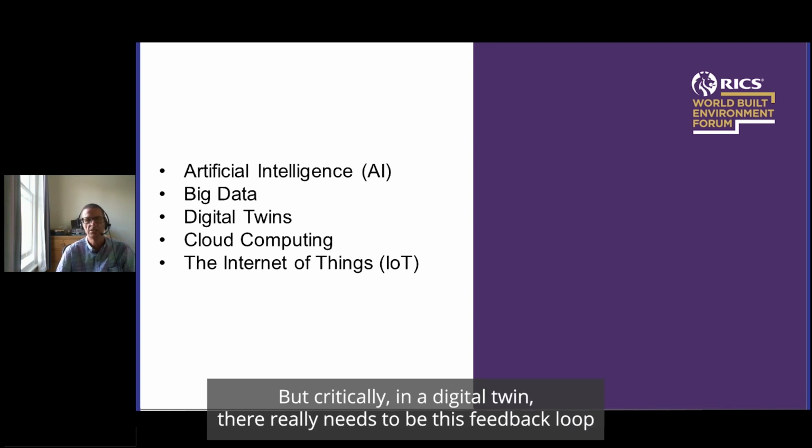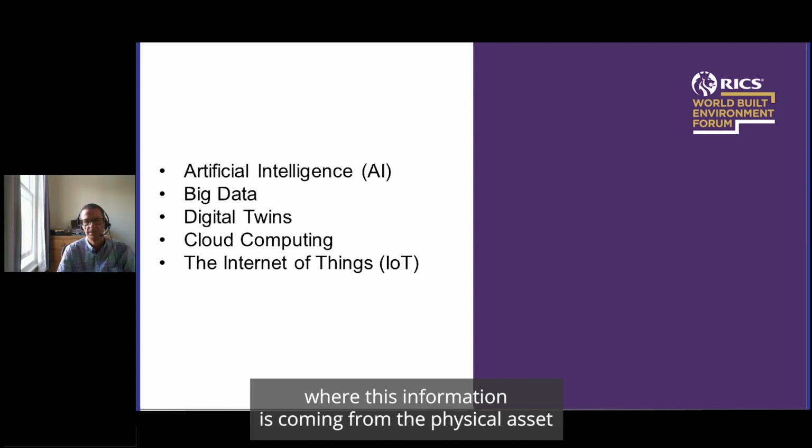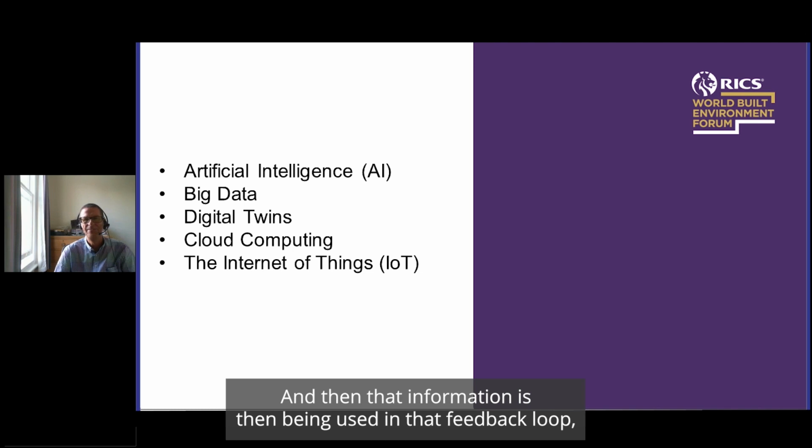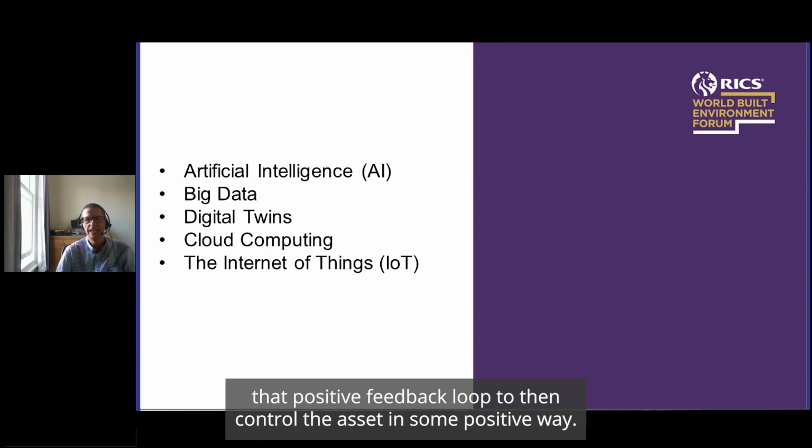But critically in a digital twin, there needs to be really this feedback loop where this information is coming from the physical asset into this digital equivalent, and then that information is being used in that positive feedback loop to then control the asset in some positive way.